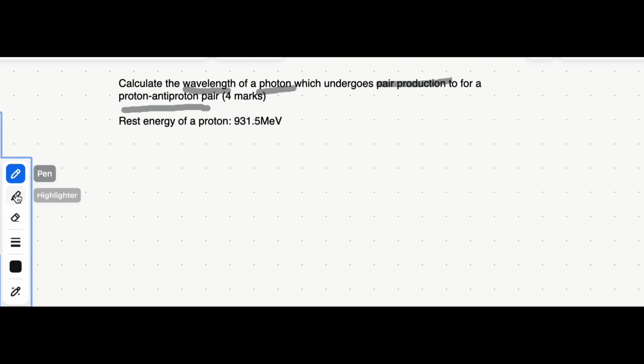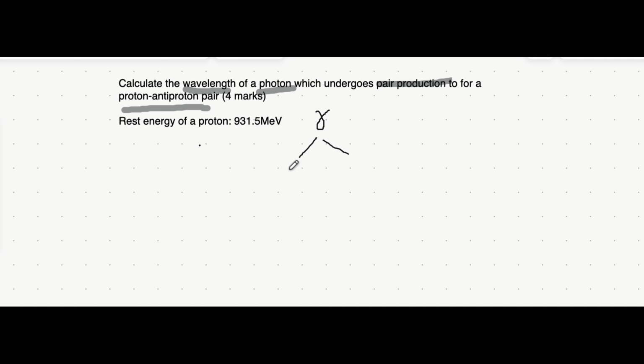What's happening in pair production is a photon has so much energy that it ends up splitting into a pair of particle and antiparticle. In this specific case, a proton and an antiproton pair. An antiproton is signaled with a line on top of the P like this.